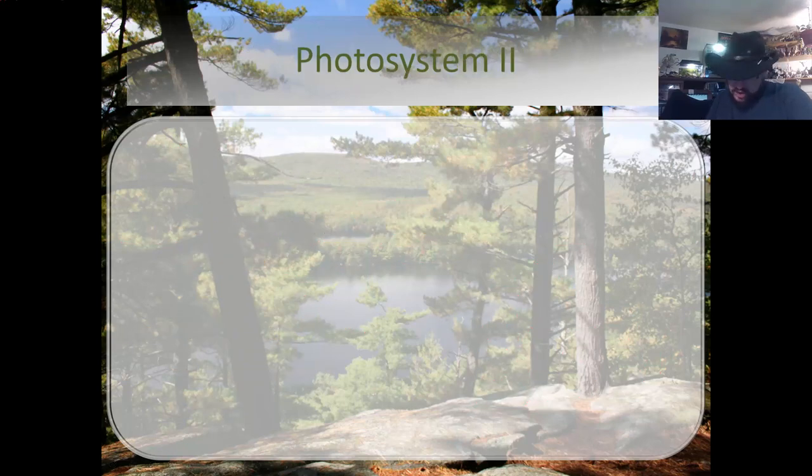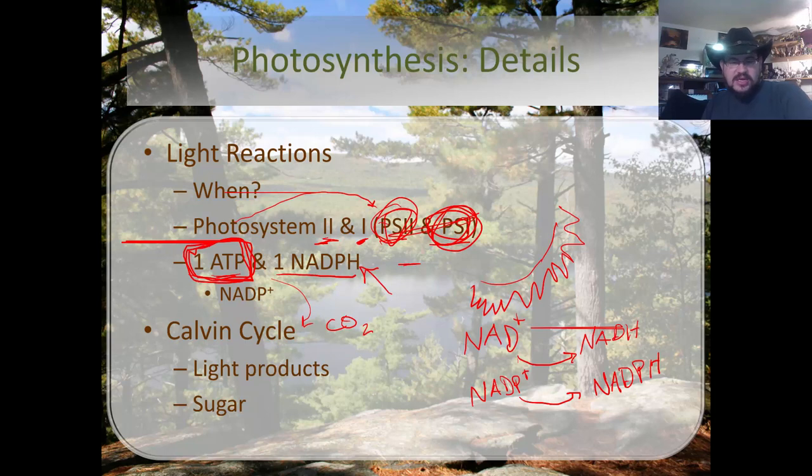So there you go, the Calvin cycle and the light cycle. It's in reverse order. So we take our hydrogen from NADPH, we reduce carbon dioxide. We have to use our energy in the form of ATP to do it. And then once we reduce it, we're going to get our sugar.